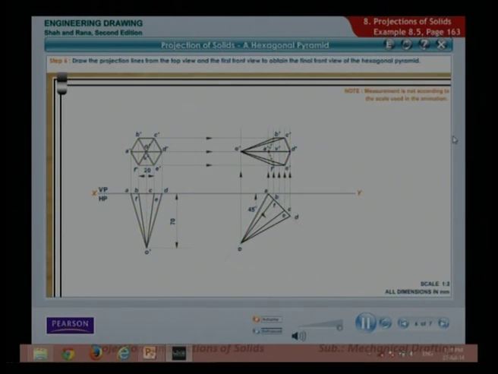The lines A dash to B dash and A dash to F dash represent the hidden base edges. Mark the figure above the XY line as the front view and the figure below the XY line as the top view.